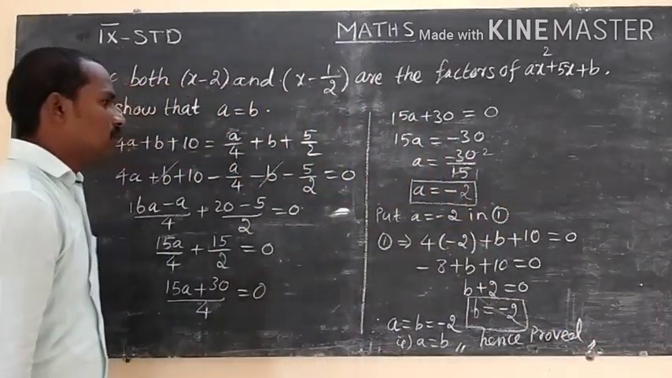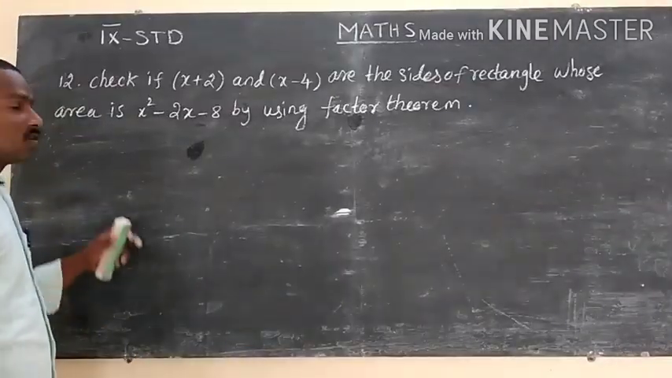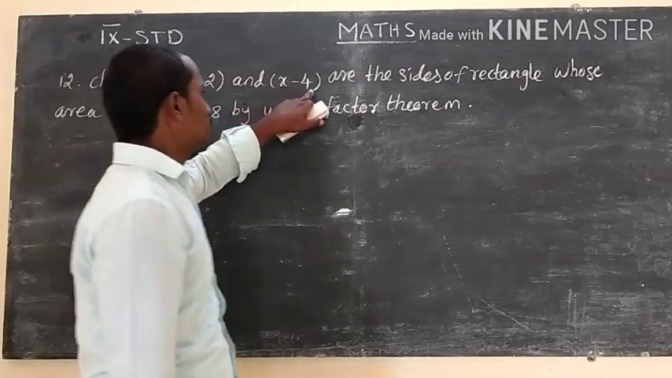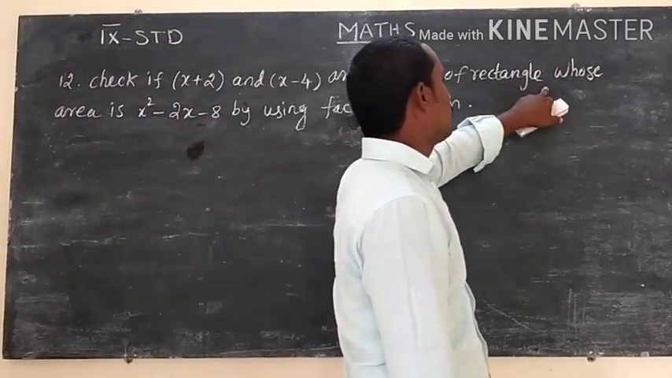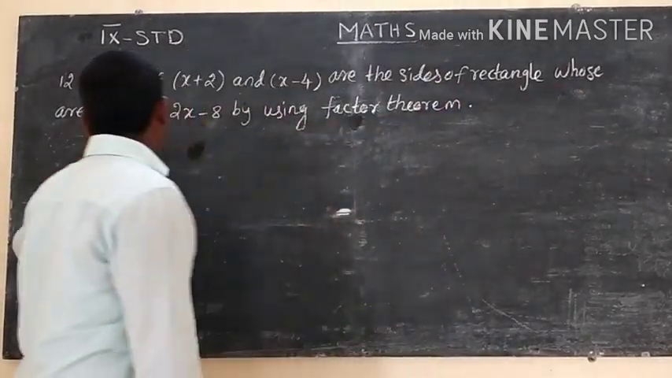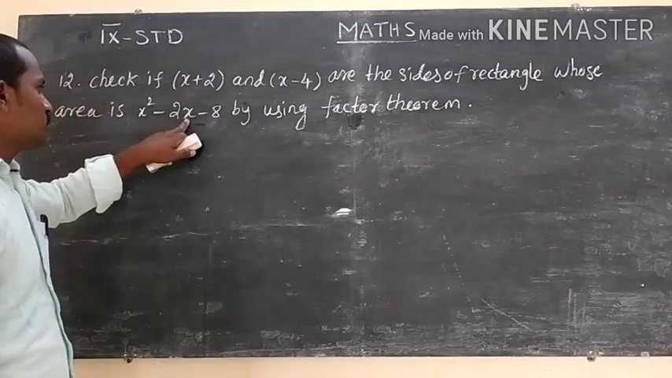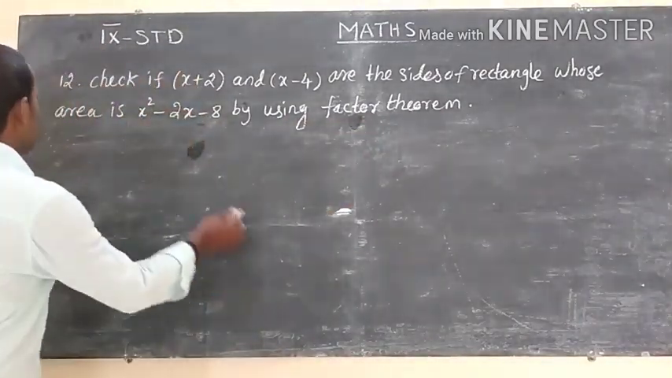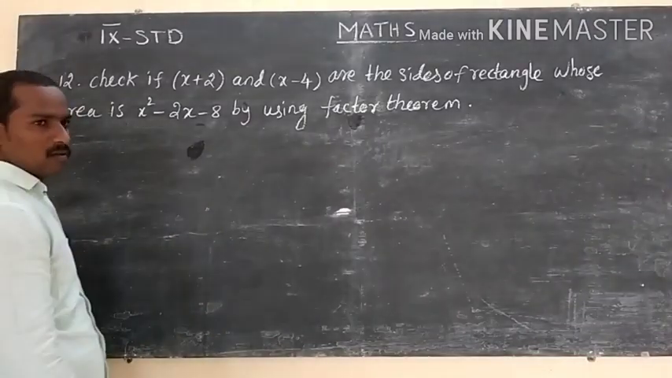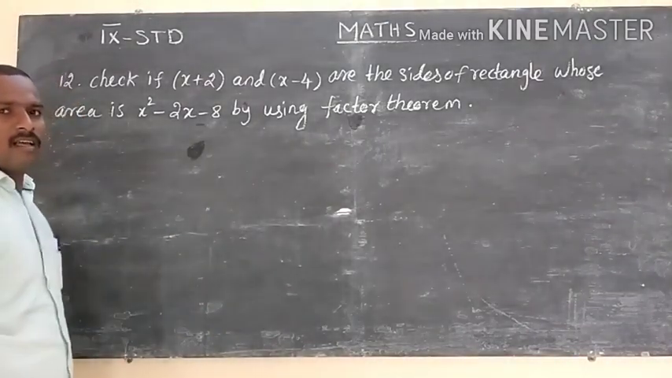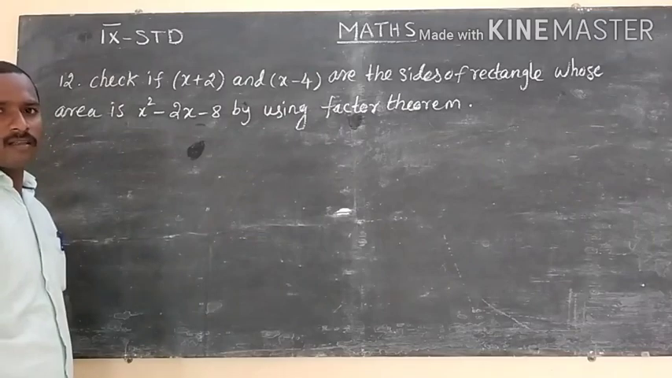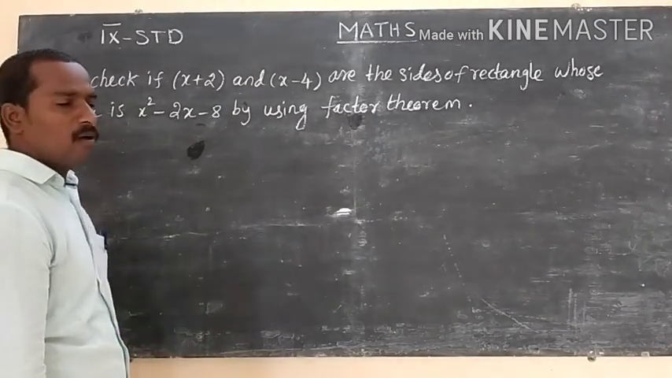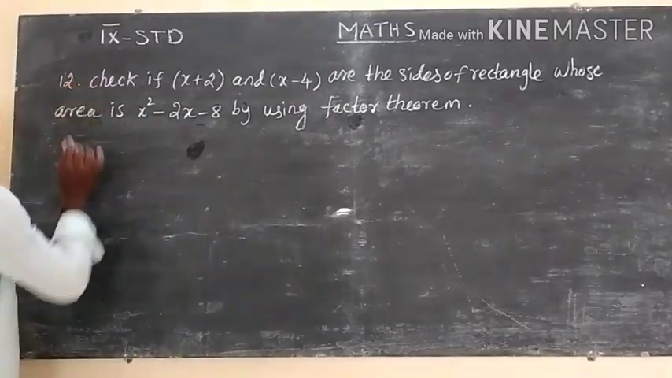Hence proved. Have you understood? Okay, the 12th question: check if x plus 2 and x minus 4 are the sides of a rectangle whose area is x square minus 2x minus 8, by using the factor theorem. The 11th sum is your homework. The 11th sum has the condition of without remainder, therefore the remainder is equal to 0. First we assume and find the value of k. Now the solution of the 12th question.